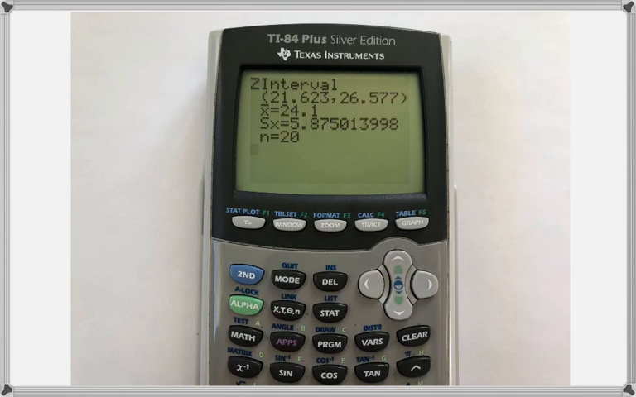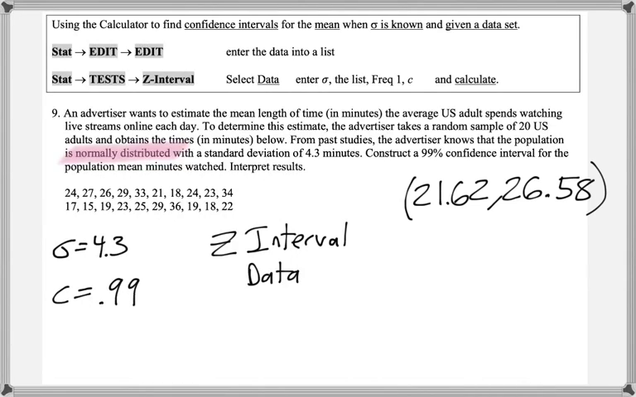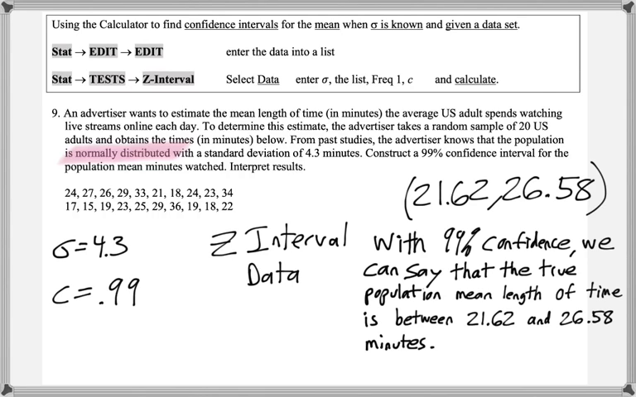So our confidence interval rounded to two places is 21.62 to 26.58. So that is our confidence interval. And what that means is, with 99% confidence, we can say that the true population mean length of time is between 21.62 and 26.58 minutes.